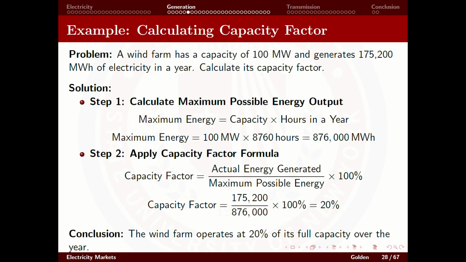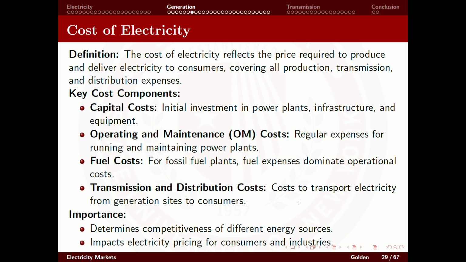So how do we calculate capacity factor? We have a wind farm with a capacity of 100 megawatts that generates 175,200 megawatt hours of electricity in a year. Calculate the capacity factor. First, you calculate the maximum possible energy output. Maximum energy equals capacity times hours in a year: 100 megawatts times 8,760 hours equals 876,000 megawatt hours. Then you divide the actual energy generated, 175,200, by the maximum possible energy, multiplied by 100%. You get that the wind farm operates at 20% of its full capacity over the year.